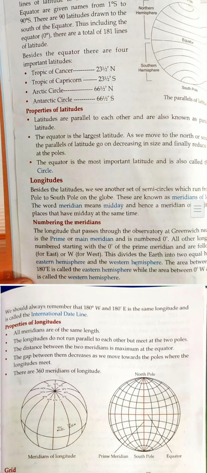Now coming to longitudes. The semicircles that run from the North Pole to the South Pole are called lines of longitude or meridians. Please note, longitudes are not parallel to each other. The gap between them is maximum at the equator and decreases gradually towards the poles.